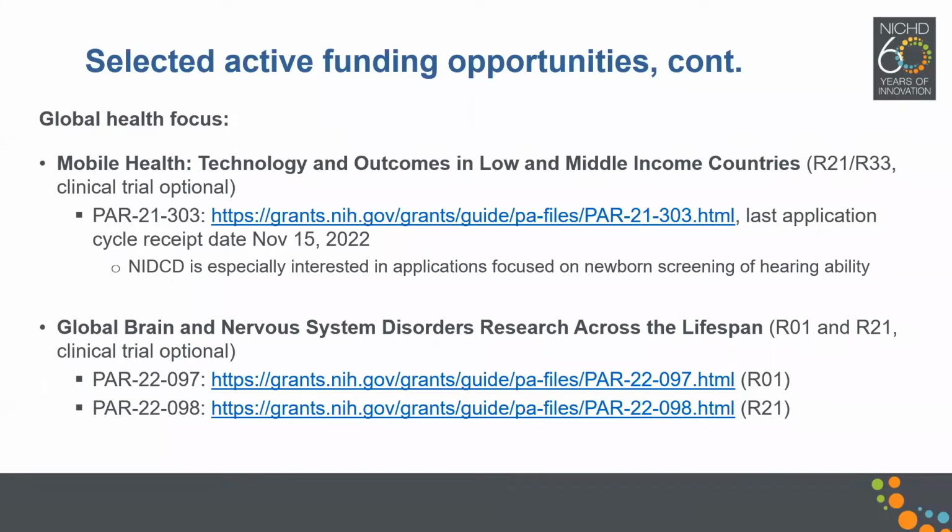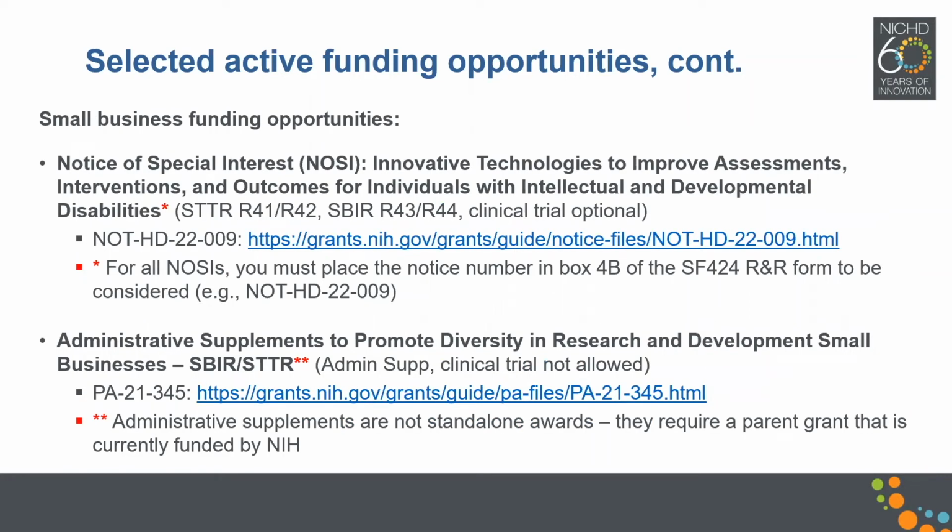And then finally, at the bottom of the slide, we also have a pair of funding opportunities to support research on brain and nervous system disorders across the lifespan. Finally, these are a couple of opportunities for small businesses. The first is what's called a Notice of Special Interest, or NOSI, that is designed to support research on developing innovative technologies to do things like improve assessments, interventions, and outcomes for individuals with intellectual and developmental disabilities.